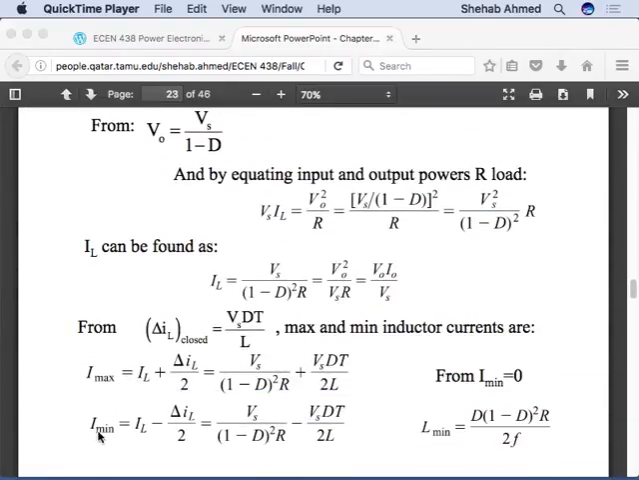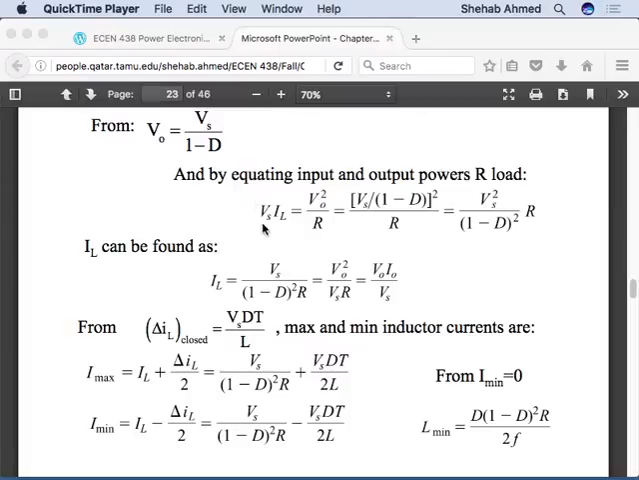So what is minimum inductor current? Minimum inductor current is equal to the average value of inductor current minus my ripple divided by 2. Maximum inductor current is equal to the average value of inductor current plus ripple divided by 2. What is the average value of inductor current equal to? It is something calculated from here. So how did they calculate the average value of inductor current?